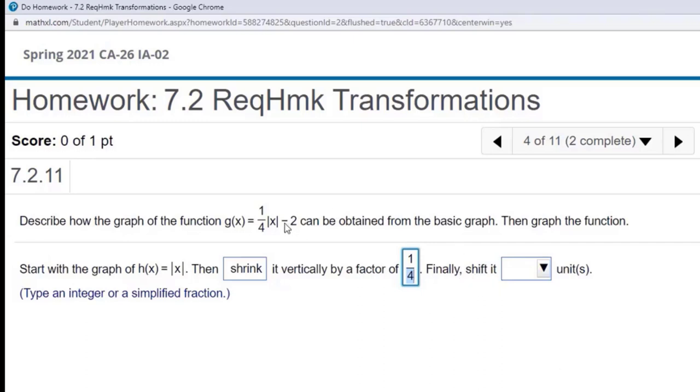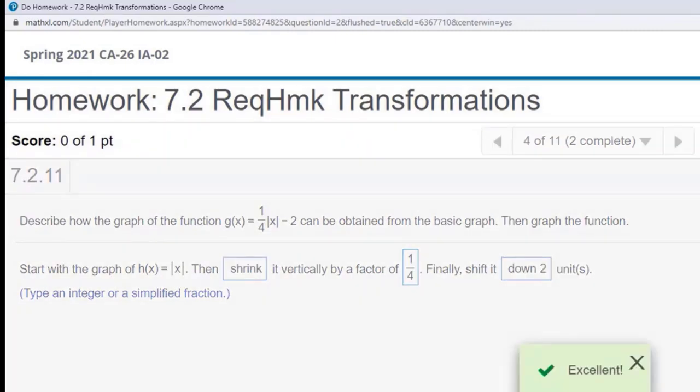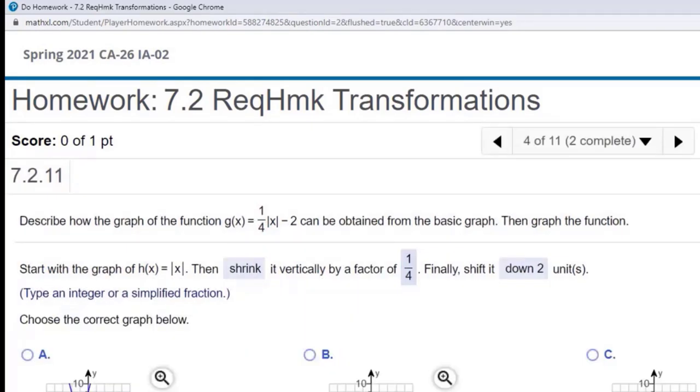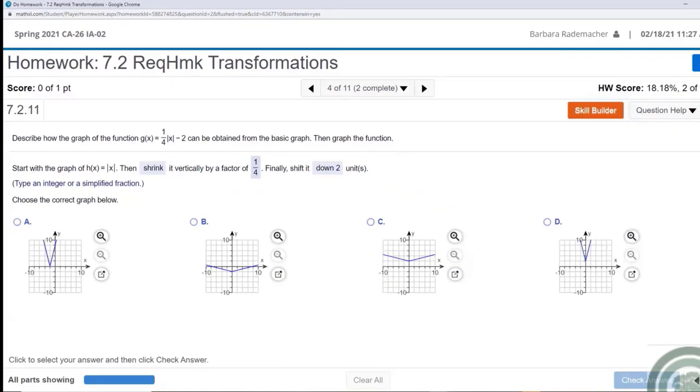Finally, shift it down 2 units. Down 2. See, you're reading this. You learn to read it just like you would read a book. Type an integer or a simplified fraction. Well, I did that. Thank you. And now you know about vertical stretches and shrinks. You do not need a graphing calculator to choose the right one, which is B. All you need is to reason this out.